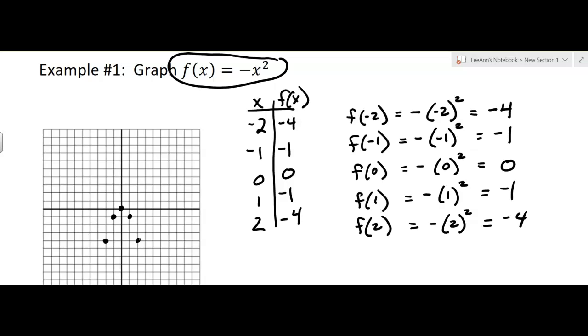Now, I'll draw the parabola. Sometimes we say it's an upside down parabola, right? So it's not so much like a U, but more like a little mountain, I guess, or something.